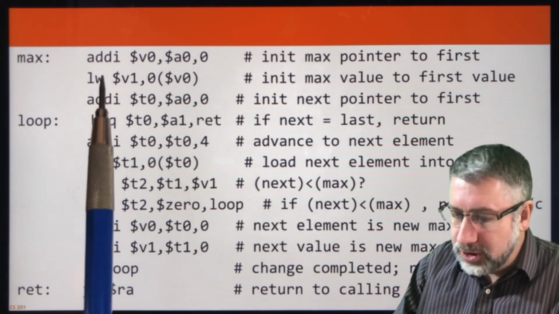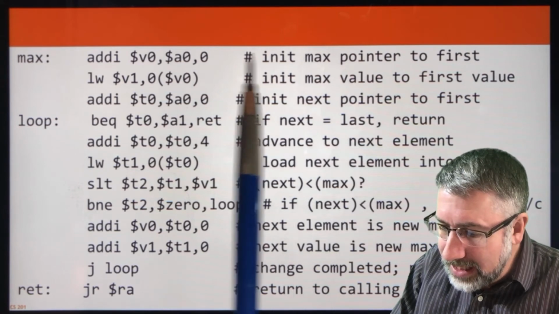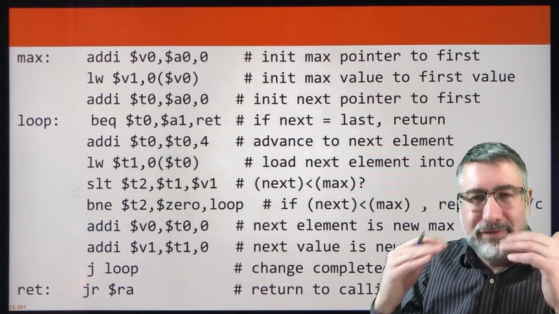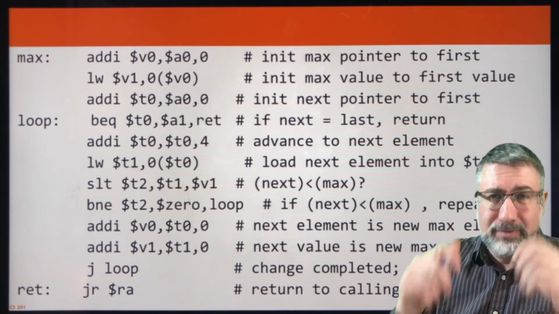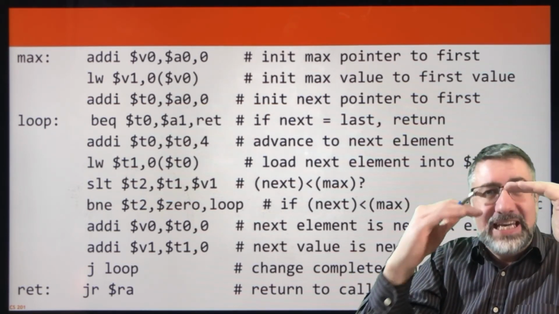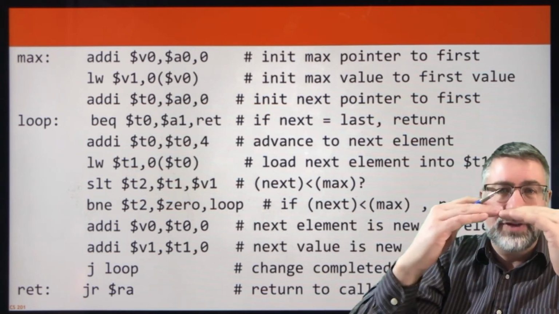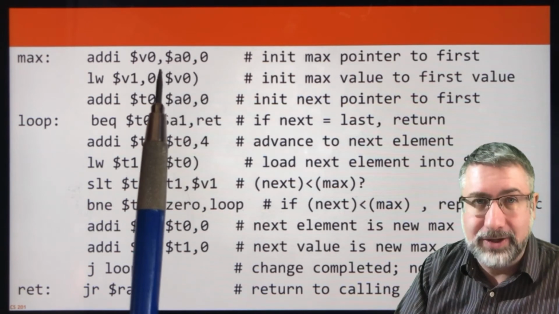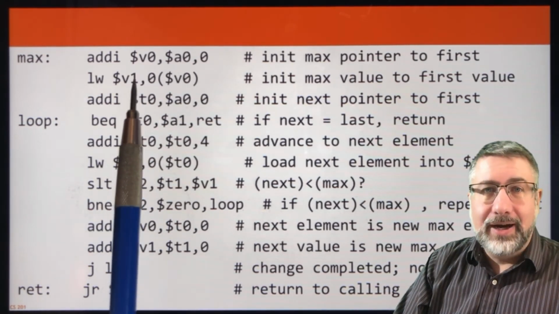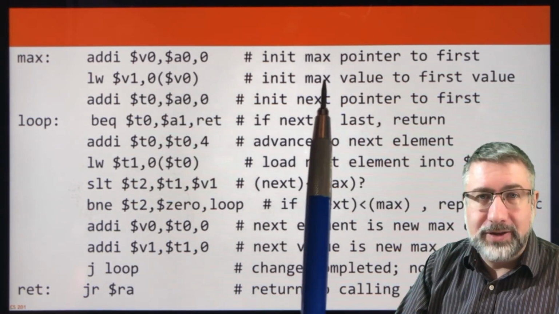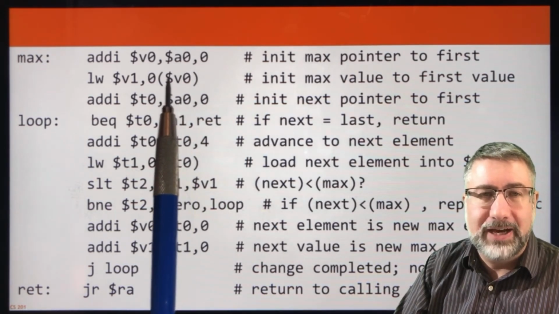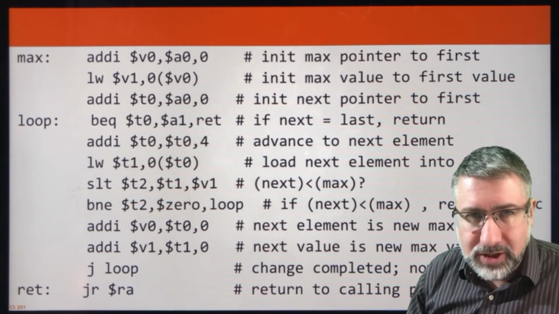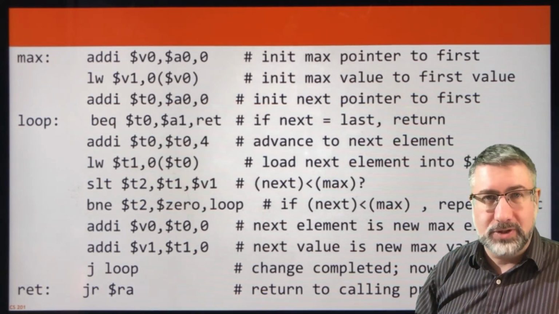Okay, so first of all, I'm going to initialize the max pointer. That'll say I want to set my maximal value to my first value. And then I'm going to check each subsequent value and see if it's bigger, and if it is, replace that. So my first value is my first maximum value. That's my first pointer, and that's my first value of that pointer. I'm going to load that value into V1. So V1 is going to be where my maximum value is going to be. V0 is going to be where my pointer is going to be.